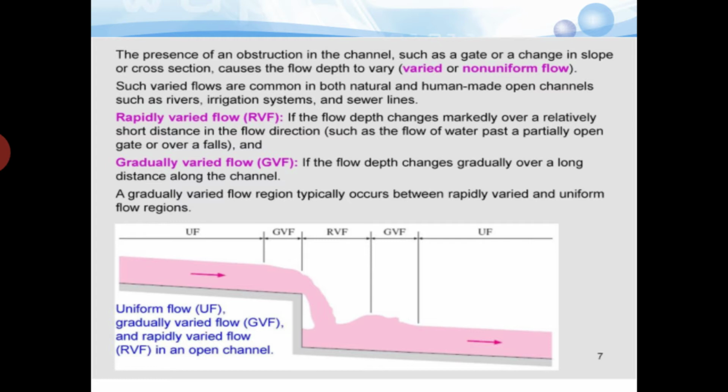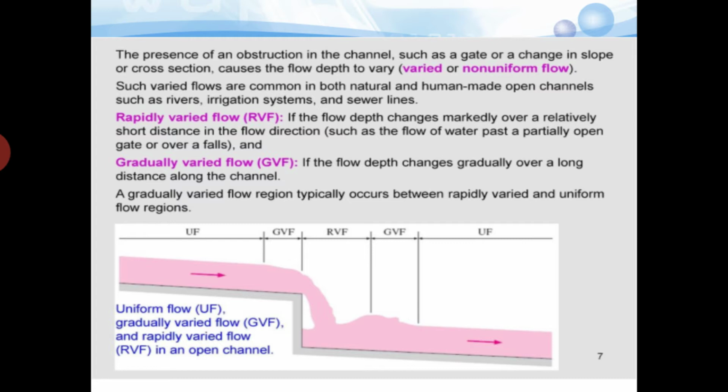One is a uniform flow, the other one is a varied flow. In a varied flow, you will be getting two types of flows: gradually varied flow and rapidly varied flow. Those are represented as GVF. GVF means gradually varied flow, RVF means rapidly varied flow, and UF means uniform flow. So if you understand where the gradually varied flow takes place or where the rapidly varied flow takes place, then you can easily understand what is meant by non-uniform flow.